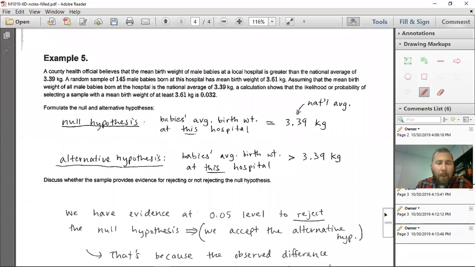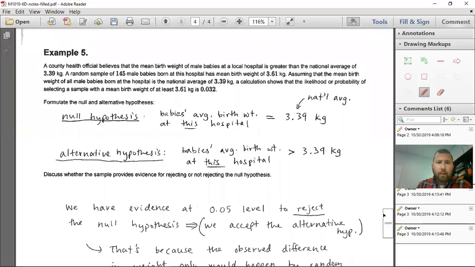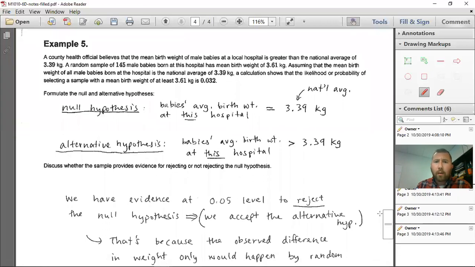So you have a county health official who believes that the mean birth weight for male babies at a local hospital is greater than the national average of 3.39 kilograms. Now, a random sample of 145 babies at this hospital that the official is making a claim about has a mean birth weight of 3.61. Okay, so it's greater by 0.22 kilograms.